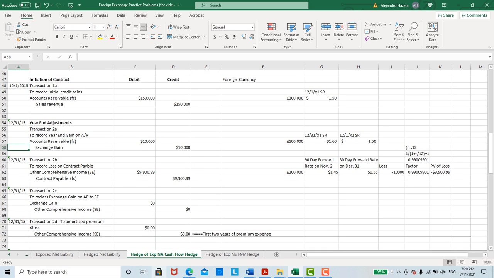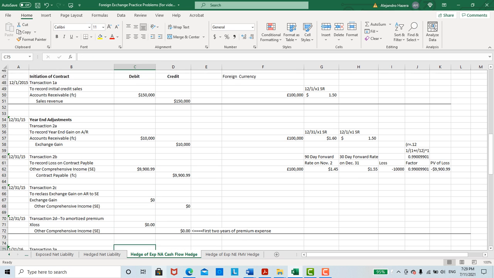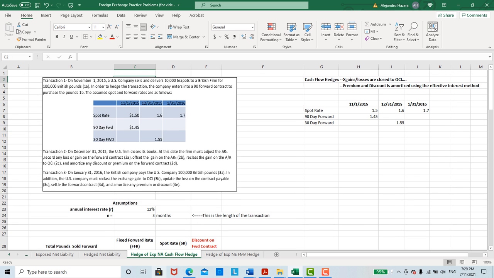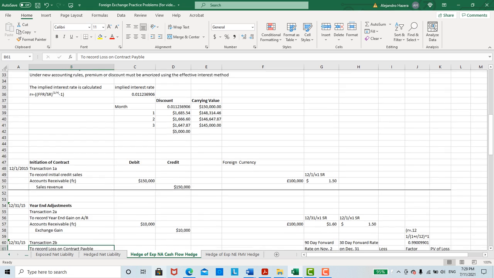Okay, so that's the first two entries. So the first entry is to record the gain on accounts receivable and the loss on the contract payable, which is somewhat similar to the close, except discounted. And then we're just going to do two other things, and you're going to see a repetition when we get to the final of this. Next thing we're going to do is the rule for cash flow hedges: all gains and losses are closed to OCI.